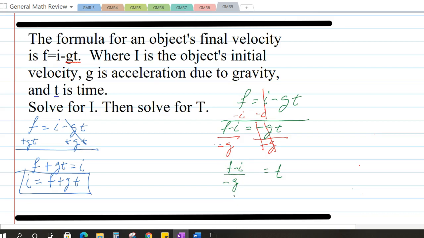And if you write your problem like this, you'll get it wrong. That negative sign cannot be in the bottom. You need to take that negative and move it either into the middle or on top. Now, the tricky part here is you have to realize that negative is being multiplied times the whole top. So we're going to distribute the negative in. That's going to give you t is equal to negative F plus I over the g.